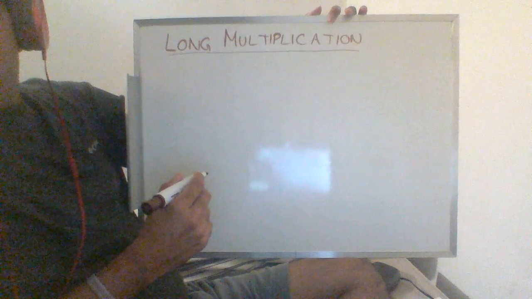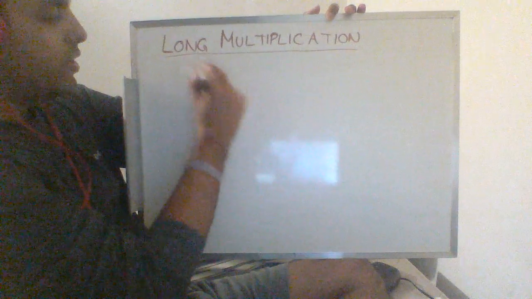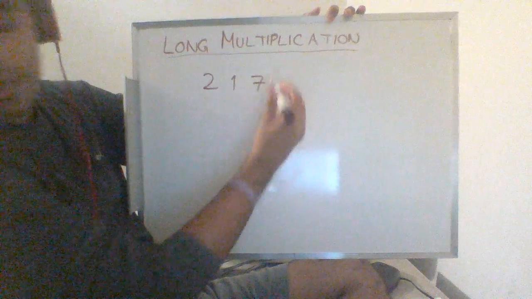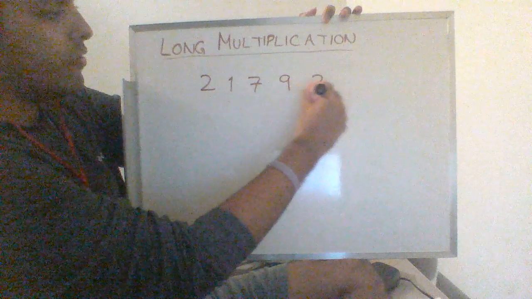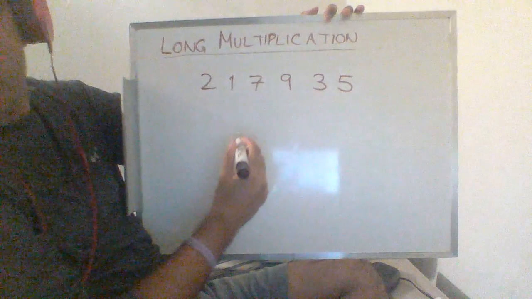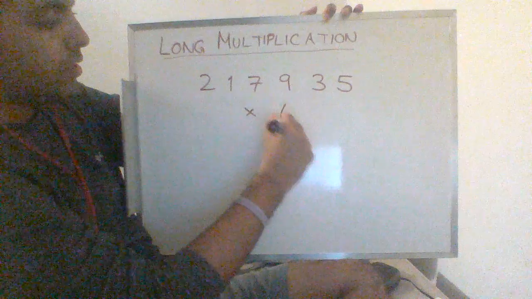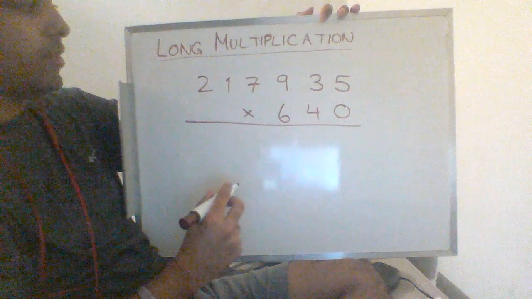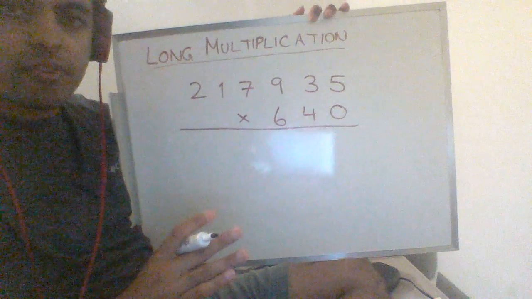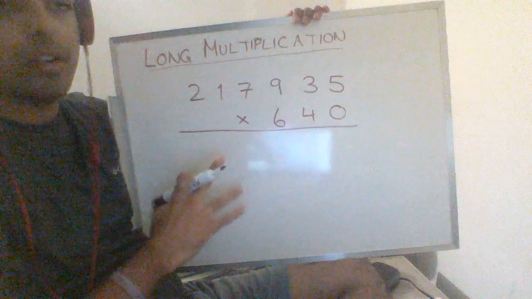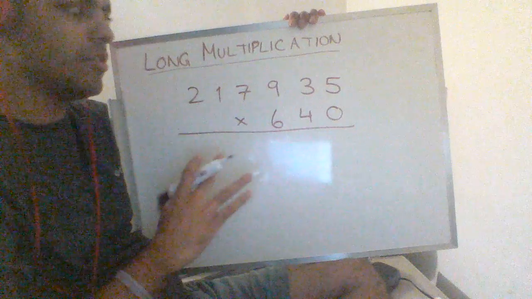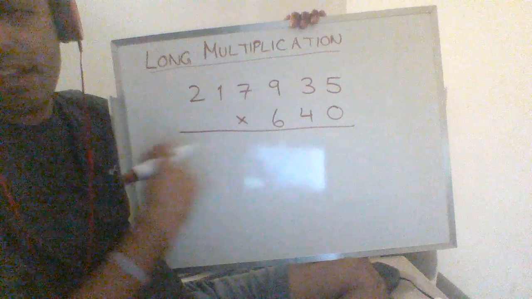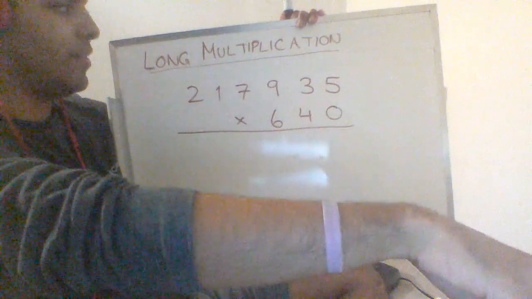So here we've got 217,935 multiplied by 640. Alright, so we're going to go through this one together. When it comes time for you guys' assignment, it's not going to be this hard. It'll be like 3-digit by 2-digit numbers, or 4 by 2, maybe 4-digit by 3-digit, but it's not going to be something like 8 digits by 7 digits or anything crazy like that.